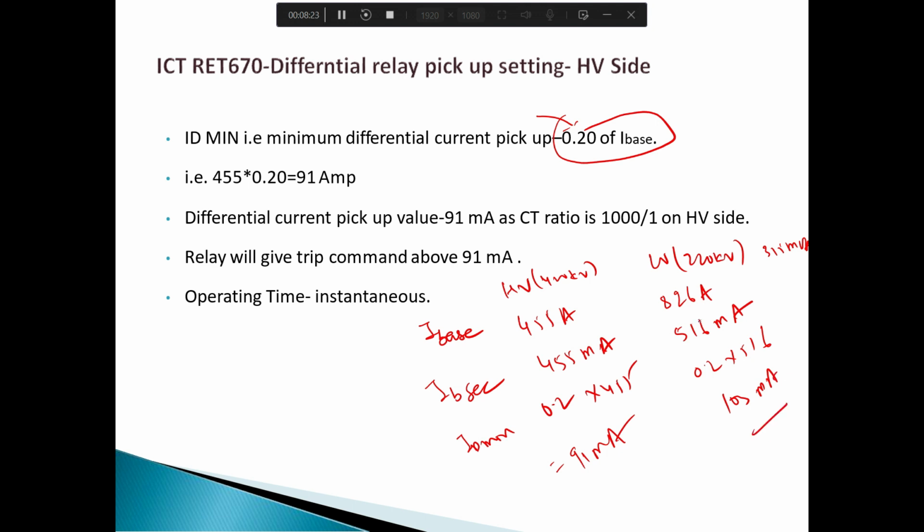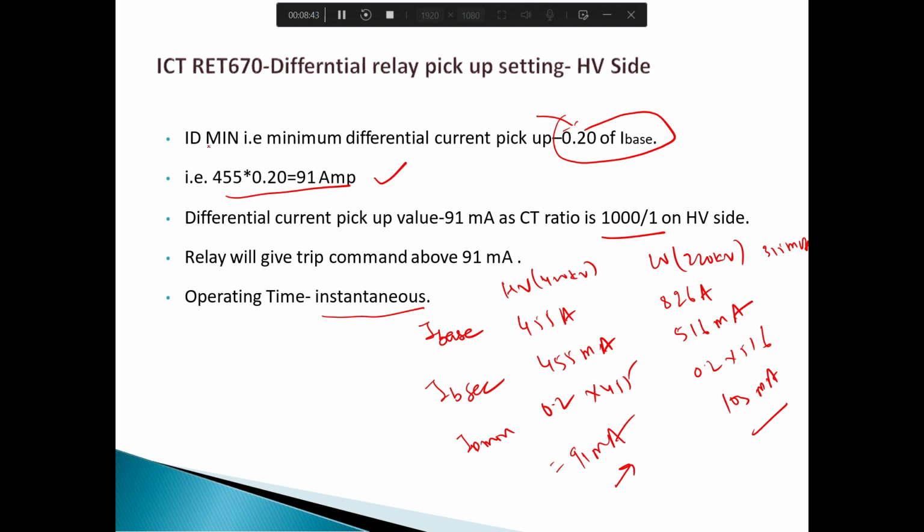So what is restricted here is simply 455 into 0.2, that is 91 milliampere. So this is for HV side. And now if I inject the current which is above this 91 milliampere, definitely relay will issue a trip command, and that trip command must be instantaneous.